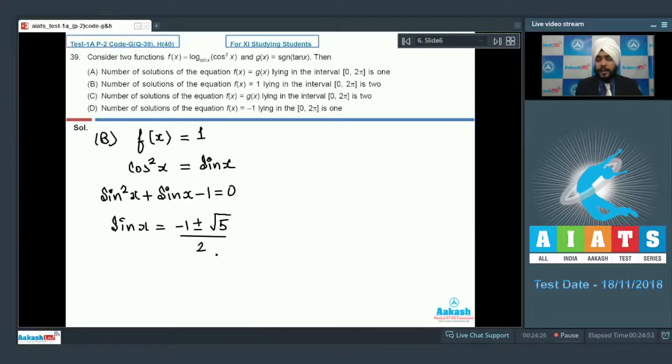Careful students, sin x is in the base of the log. It cannot be negative. Sin x is equal to root 5 minus 1 by 2. How many solutions in 0 to 2 pi for a positive value lying between 0 to 1? 2 solutions. Option number B is correct.